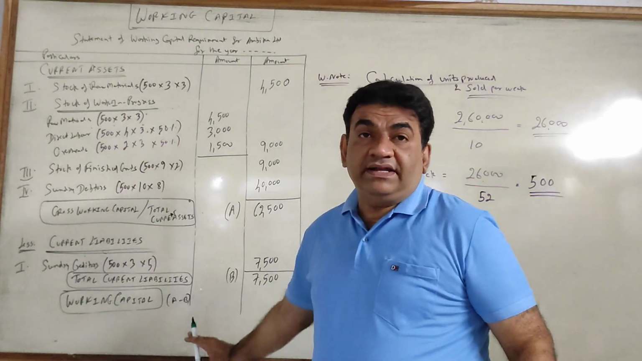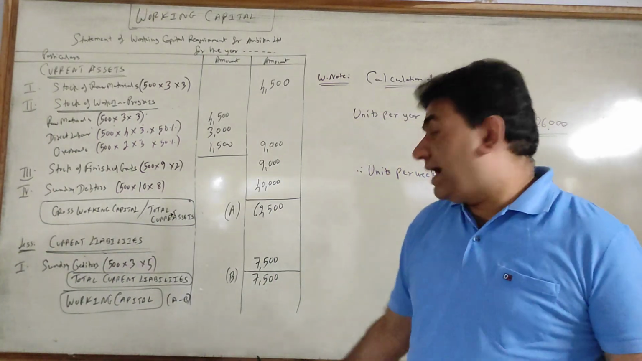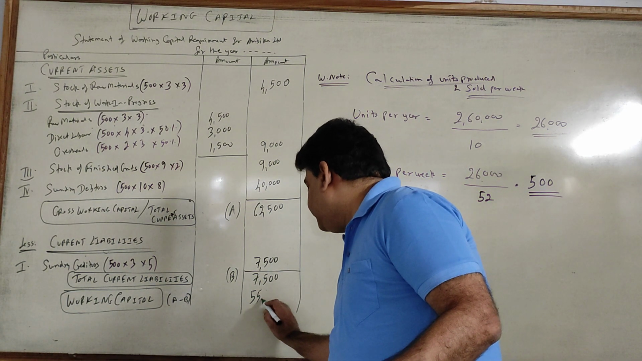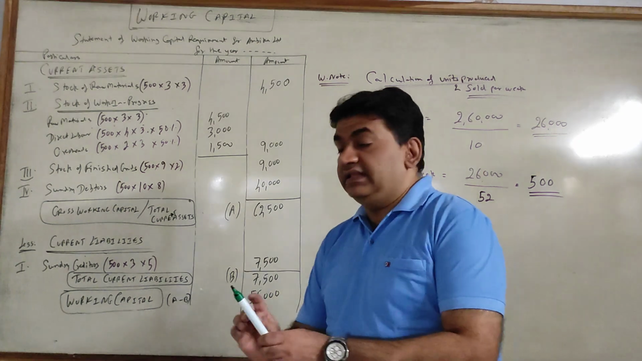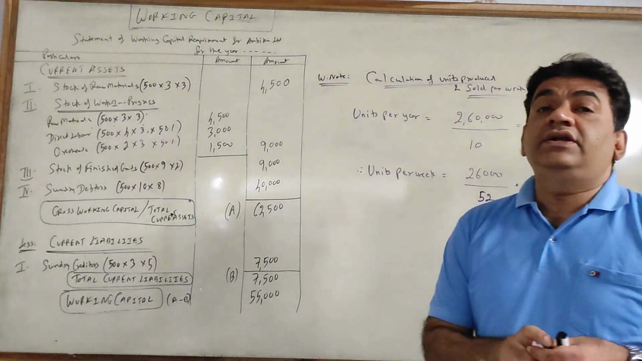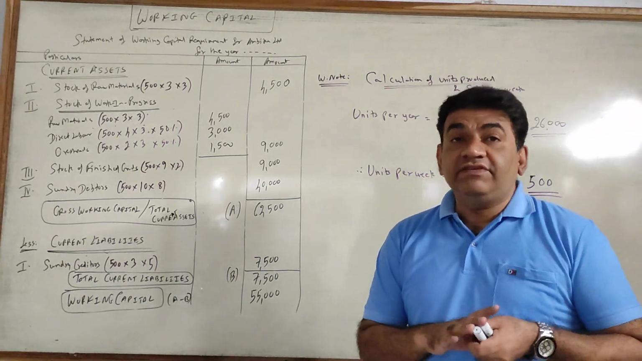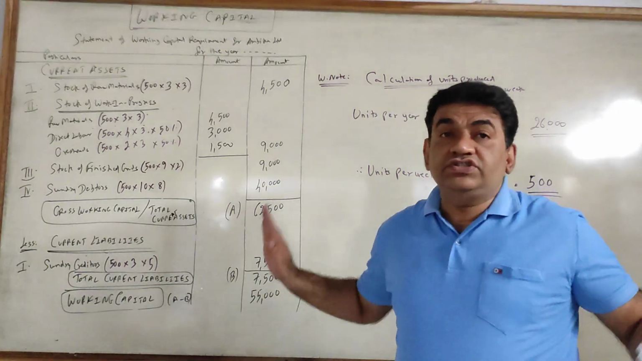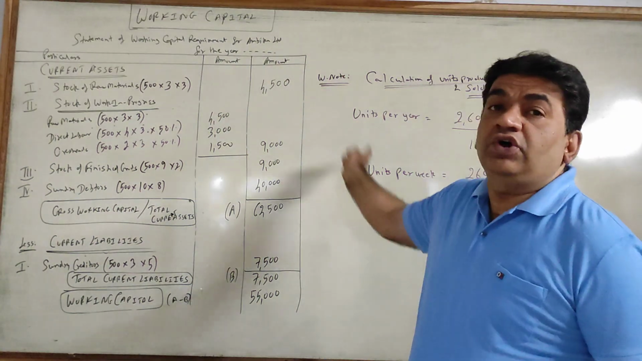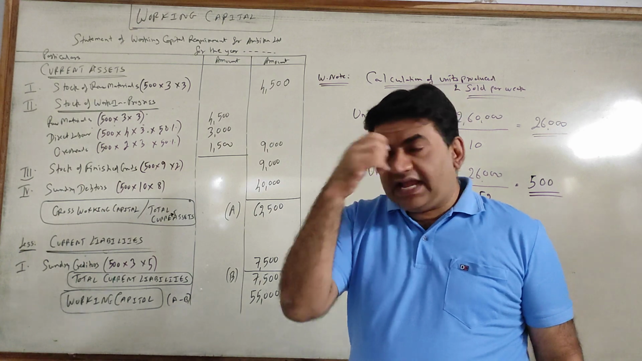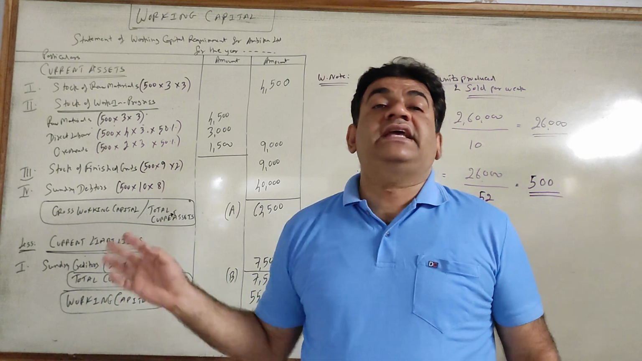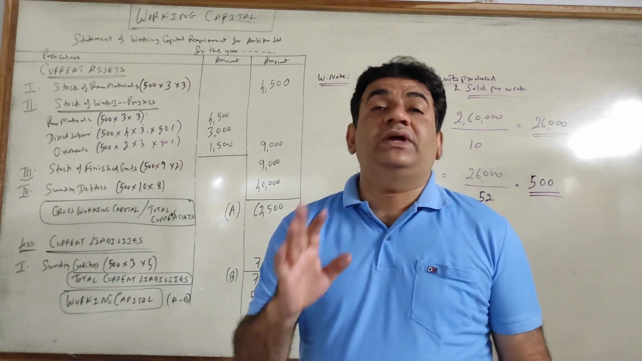So this is my working capital, which is also called net working capital. So 62,500 minus 7,500, that gives me 55,000. Got it, guys? Now understand. This means that during the entire year, at any given point of time, 55,000 has to be with me, so I don't face any problem managing all this. That is called working capital.